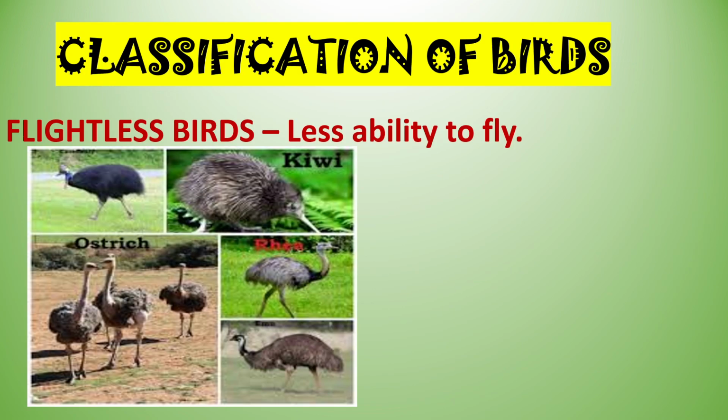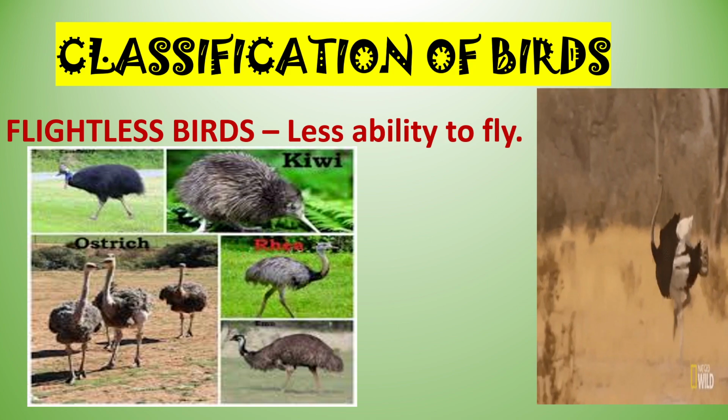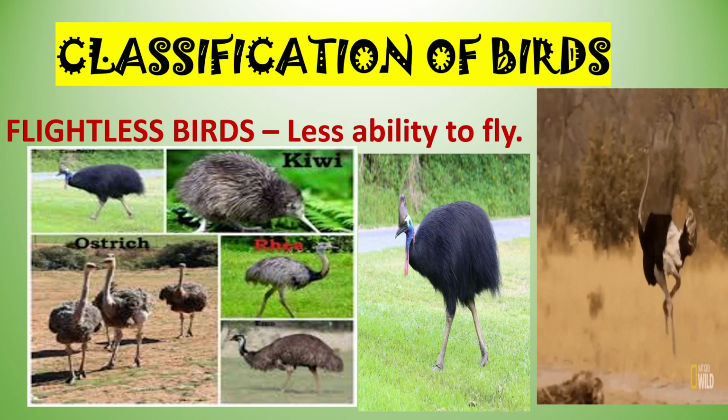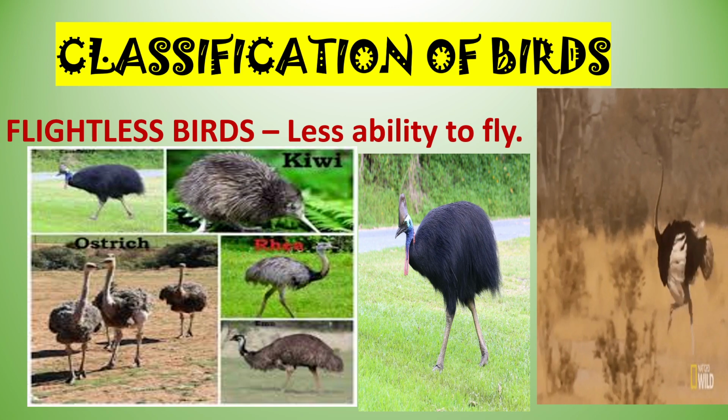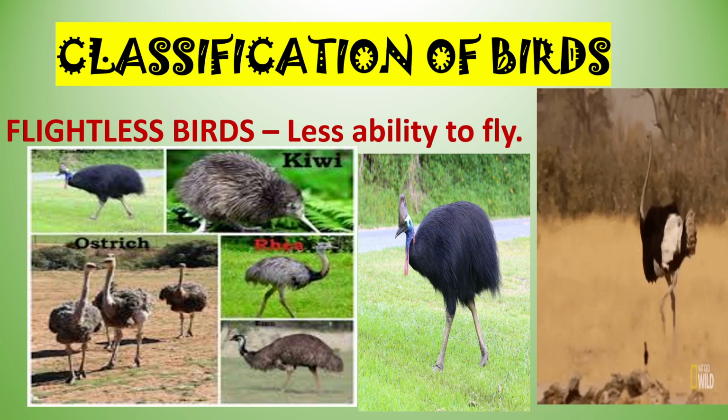Now, let us see about classification of birds. Birds are classified as flightless birds and flight birds. What do you mean by flightless birds? Flightless birds are those birds that have less ability to fly. They have the ability to run and swim. They have more feathers than flight birds on their body. Example, ostrich, kiwi, duck, etc.